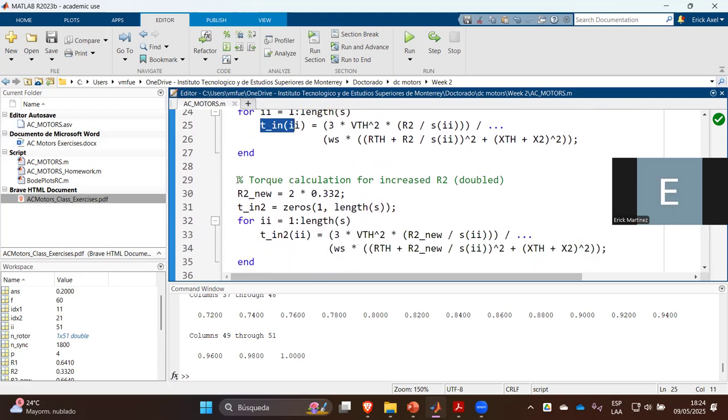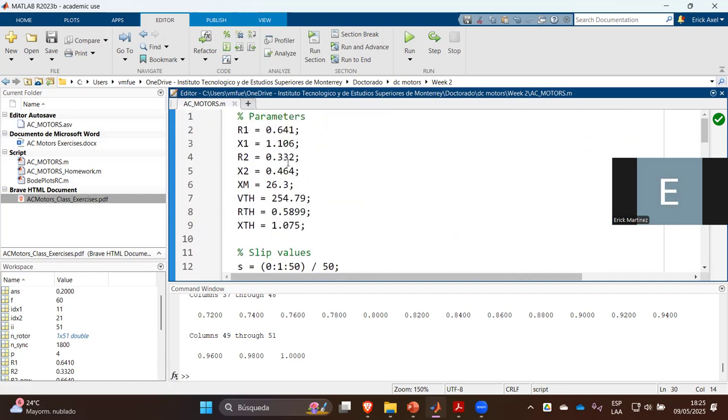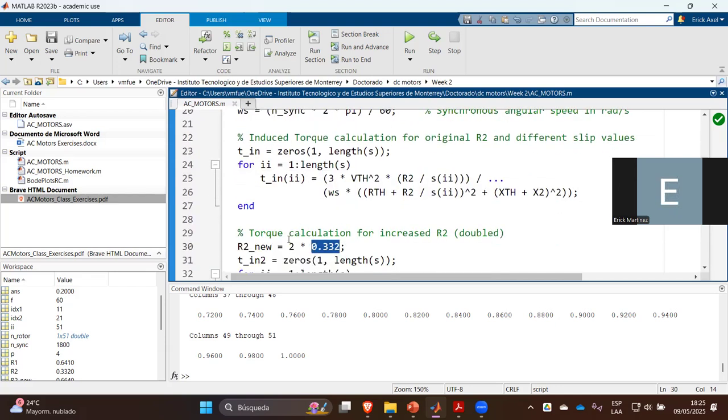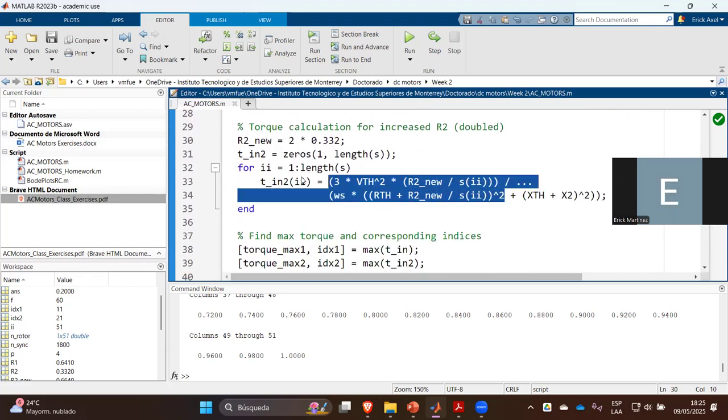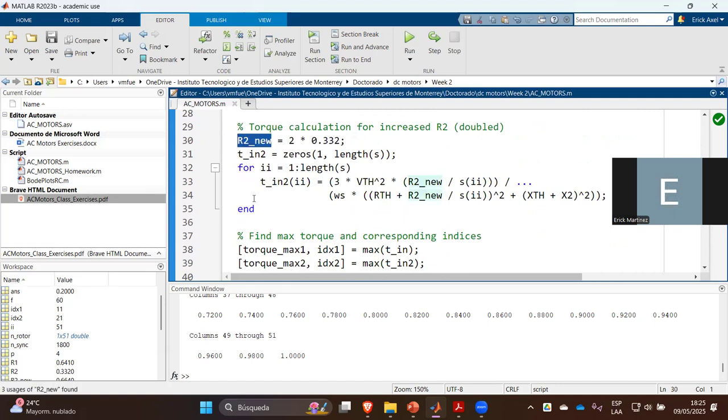Also, if you remember, one of the questions of the problem was to compute what happens to the maximum torque when we double the resistance. So what I did here is to compute the new value of R2 by taking my previous R2 value, 0.332, and multiplying it by 2. I am applying the same formula with the new value of the resistance R2, and again generating a vector that saves all the values of the induced torque as the slip changes.